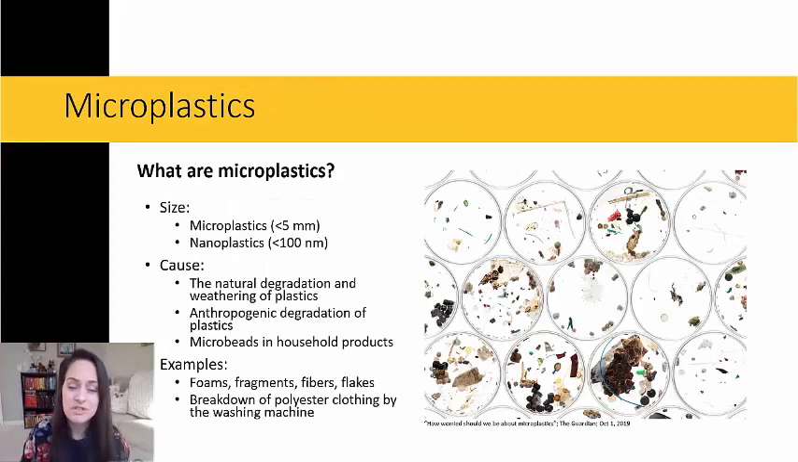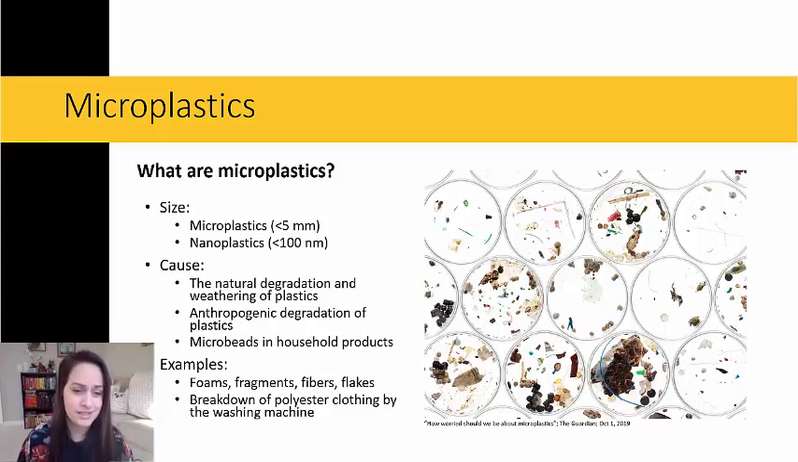Microplastics. By now, I'm sure we've all heard of it, but what exactly are they? Technically, they're any type of plastic, so polystyrene, polyester, PVC, as long as it's smaller than 5 millimeters or 5,000 microns in size. And now we also categorize nanoplastics as anything 100 nanometers in size or less. So what causes them? They have two ways of being produced. So we have primary and secondary microplastics.